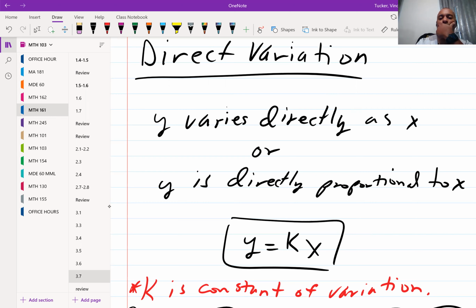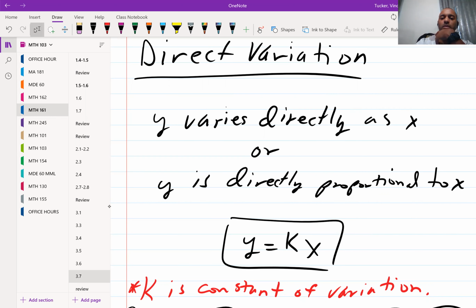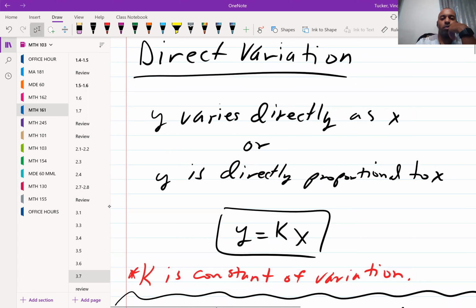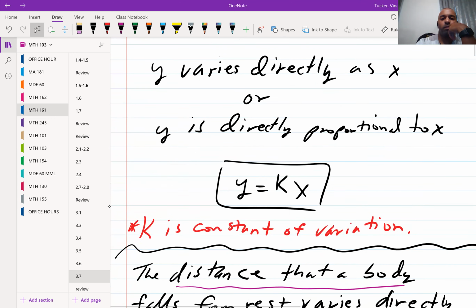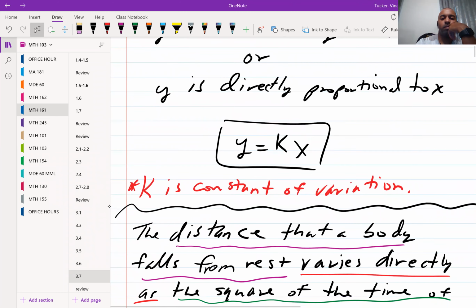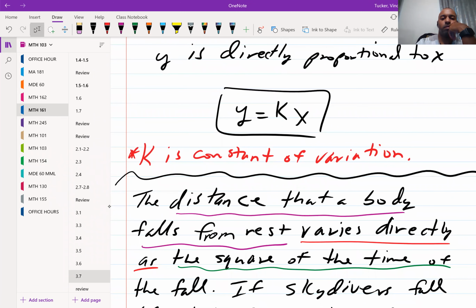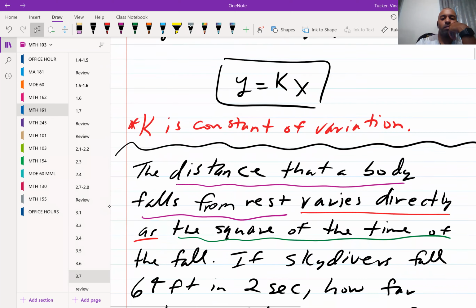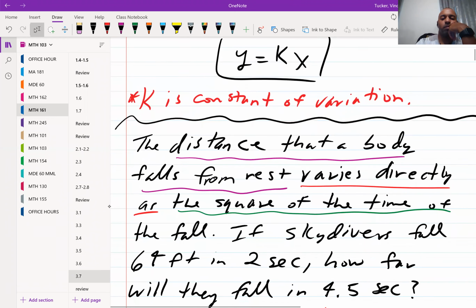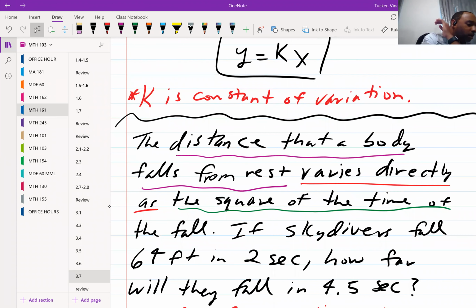All right, first problem: the distance that a body falls from rest varies directly as the square of the time of the fall. If the skydivers fall 64 feet in 2 seconds, how far will they fall in 4.5 seconds?